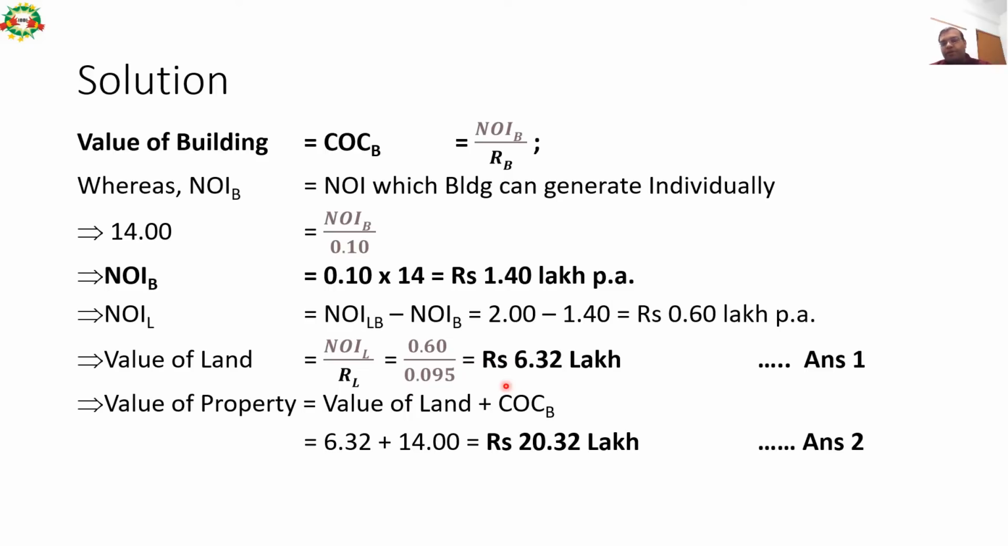Then the total value of the property is equal to the value of land plus the cost of construction of the building. So the value of land we have calculated as 6.32, and the cost of construction has been given in the question. So the total value of the property is equal to 20.32 lakhs. So this is our answer to question number 2.